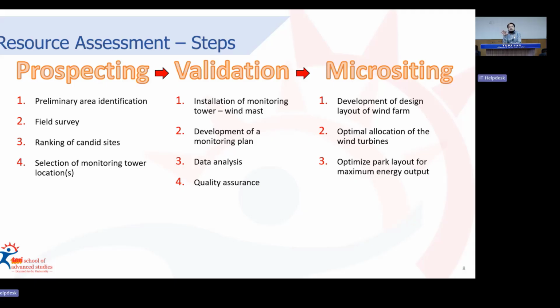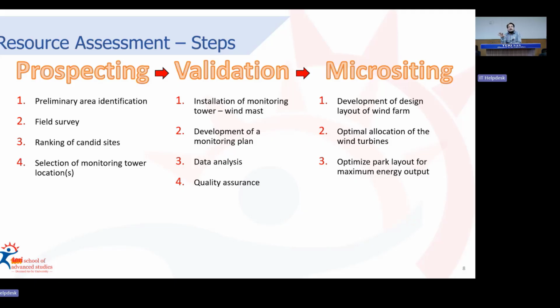And validation is also carried out in 4 steps. The first is we will install the monitoring tower, that is called a wind mast. After that, we will develop a monitoring plan. Then we will go for data analysis. And finally, we will ensure the quality assurance of the collected data. Once the validation process ends, we will go for micrositing.